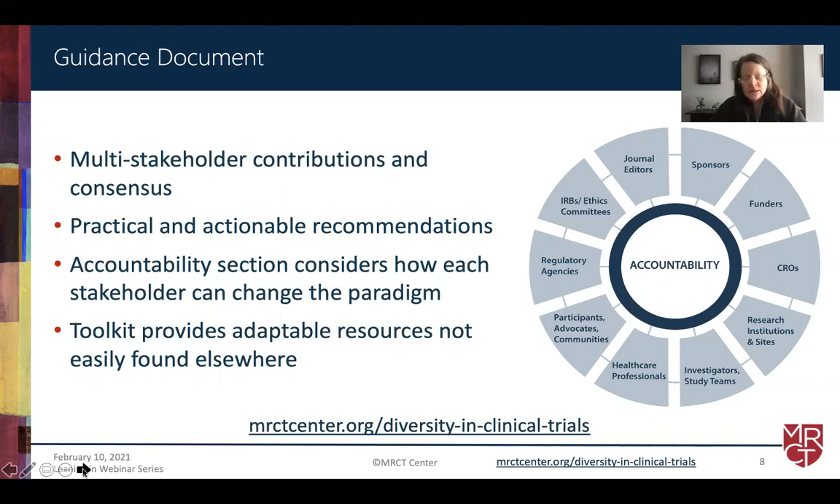And the toolkit itself provides adaptable resources which are not easily found elsewhere. We didn't want to repeat what people had already put forward, but rather tried to develop resources that we thought would be helpful for individuals that we could not find.